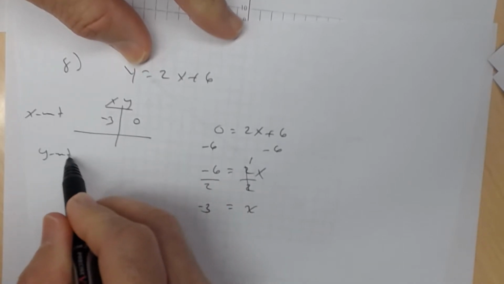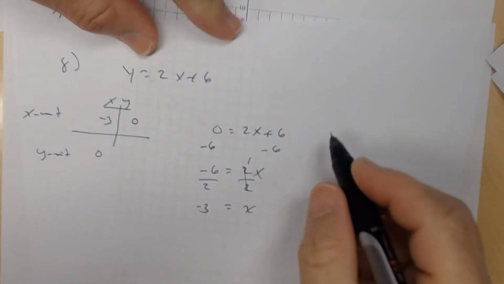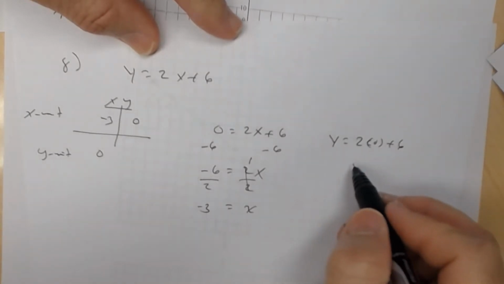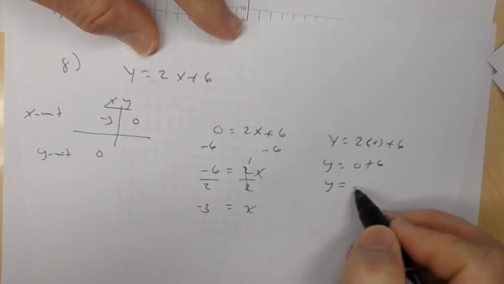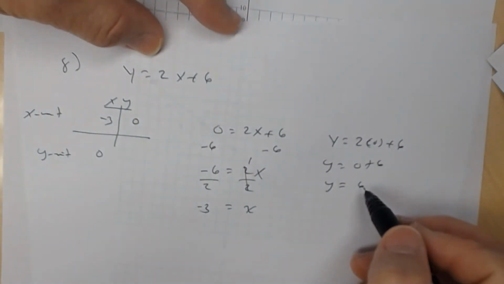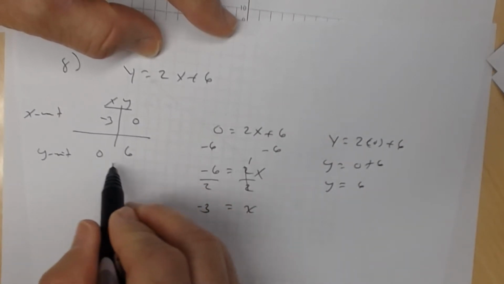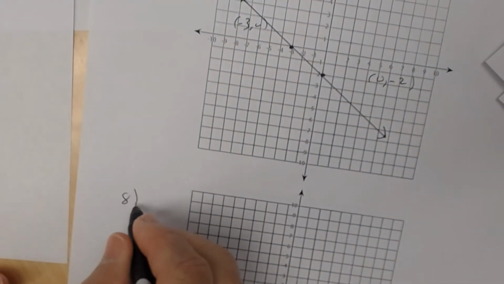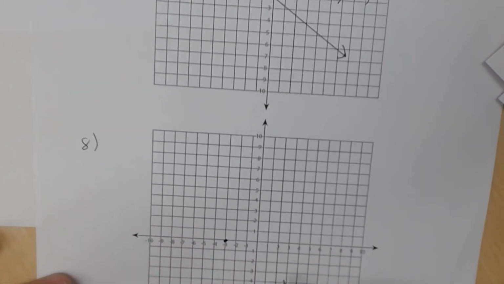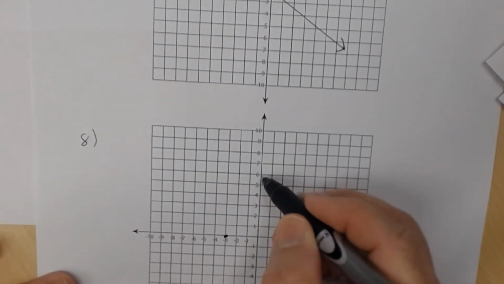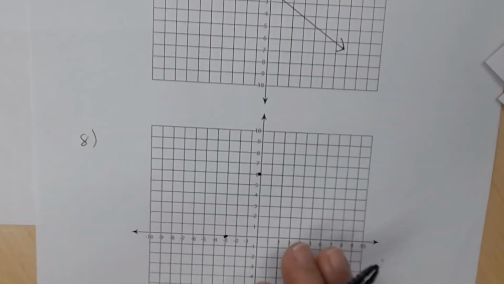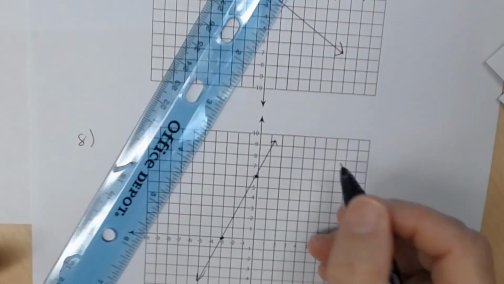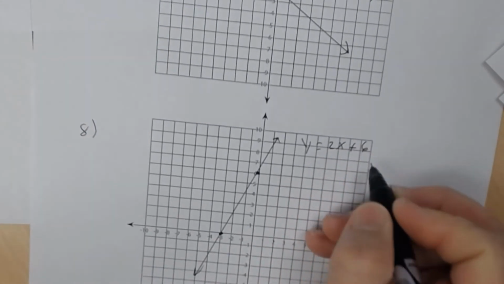All right, let's find the y-intercept. To find the y-intercept, this time you're going to let x be 0. So I get y equals 2 times 0 plus 6. 2 times 0 is 0, so I get y equals 0 plus 6. So the y-intercept has the coordinate 6 for y. So my y-intercept is the point 0, 6. So if I go ahead and plot those two points, negative 3, 0, and then 0, 6, I get this line. All right, so that's the line y equals 2x plus 6.